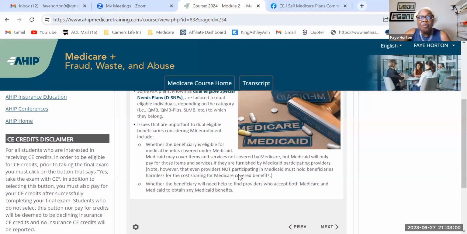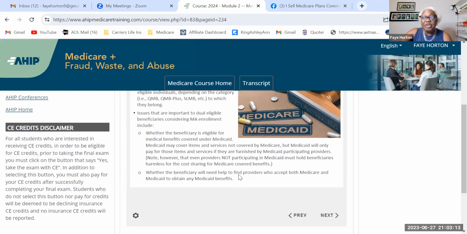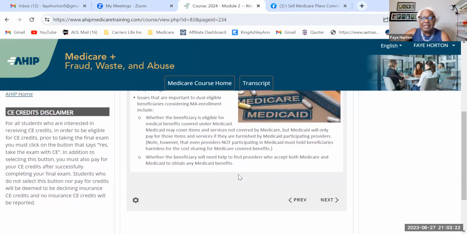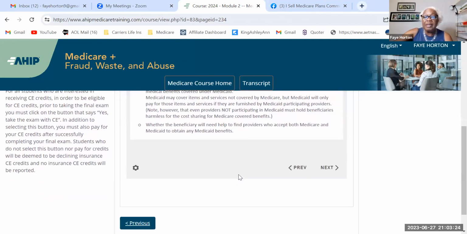Note, however, that even providers not participating in Medicaid must hold beneficiaries harmless for the cost sharing of any Medicare covered benefits. Whether the beneficiary will need help to find providers who accept both Medicare and Medicaid to obtain any Medicaid benefits is something that you may have to consider.